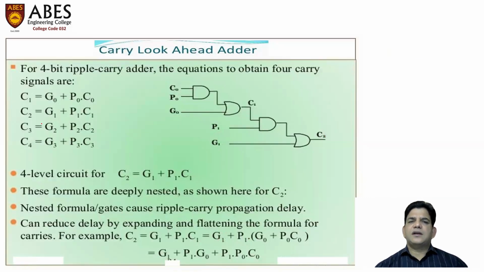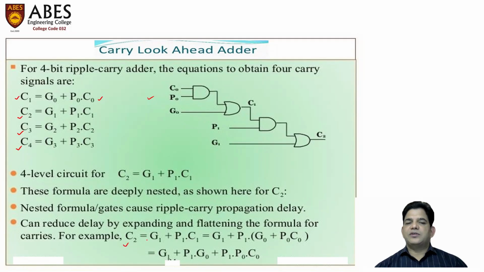So let's look at the case of the ripple carry adder, as you can see in this circuitry. In this 4-bit ripple carry adder, the carry output C1 is written in terms of G0 plus P0 C0. C2 is written as G1 plus P1 C1. C3 is written as G2 plus P2 C2, and C4 is written as G3 plus P3 C3. This is a 4-level circuit. The base equation we already have is C1 equals G0 plus P0 C0, where C0 is the previous carry. So these formulas are deeply nested.